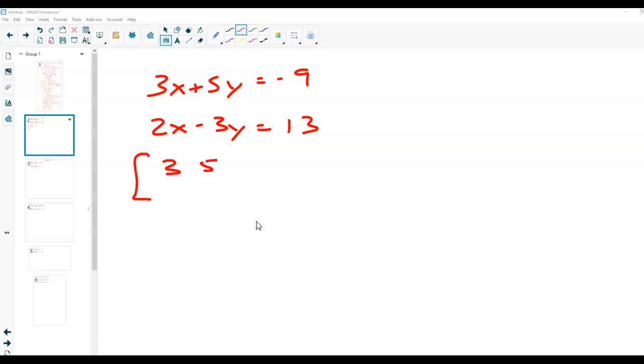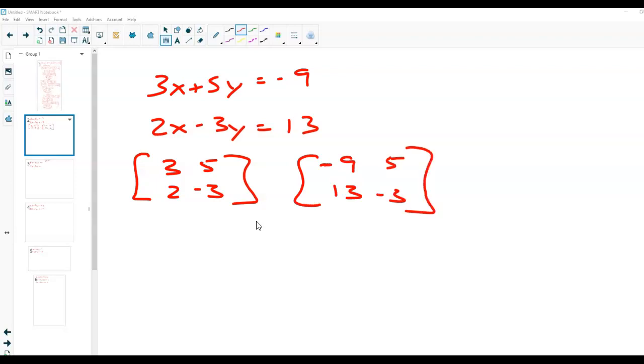Write down your 3 matrices first. We replace the x column with the numbers to the right of the equal sign. We keep that y coefficient column. Then we keep the x coefficient column and replace the y coefficient column with the numbers to the right of the equal sign. Now this might be the biggest hint I can give.